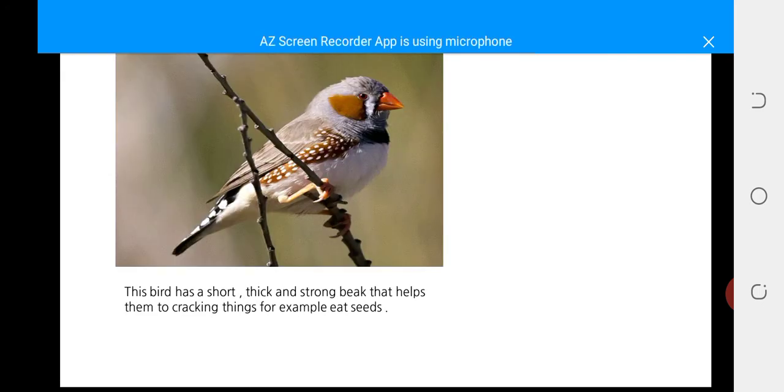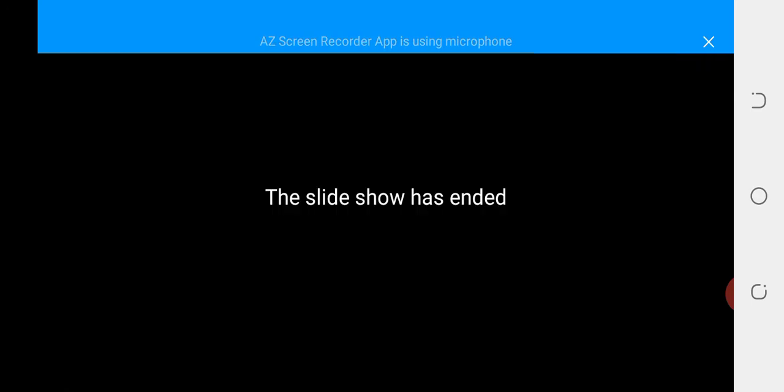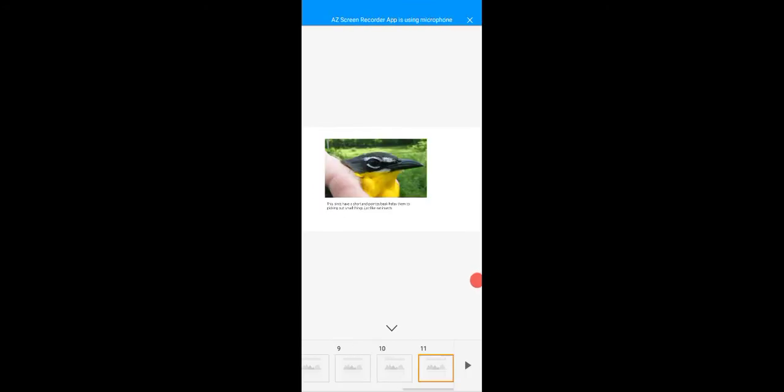Here you will find this beautiful bird. This bird has a short, thick, and strong beak that helps them to crack things, for example, to eat seeds. So you will find a lot of types of beaks for birds, and the shape of the beaks depends on the food that the birds eat and the place where the birds live.